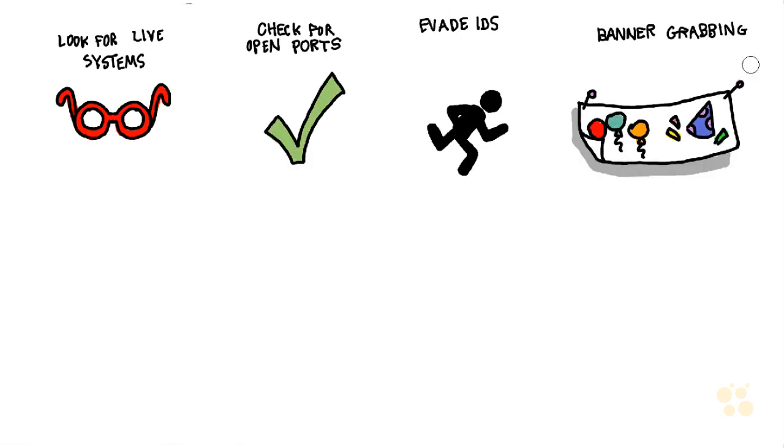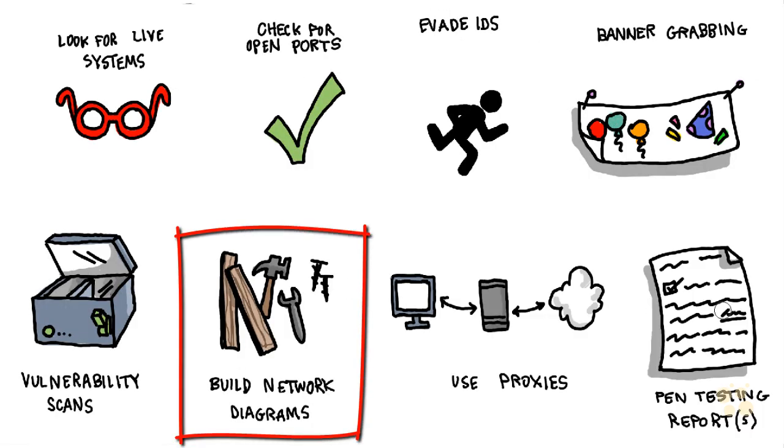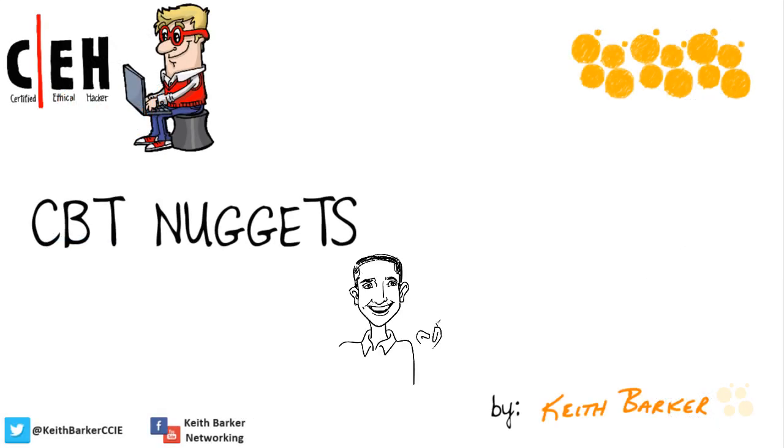One of the steps in the scanning methodology is to build network topology diagrams to make sure we know where stuff is. Now, instead of doing that manually, we have some automated tools that we can use as well. And in this nugget, I'd like to show you an example of one of those. It's from SolarWinds. It's called the Network Topology Mapper.